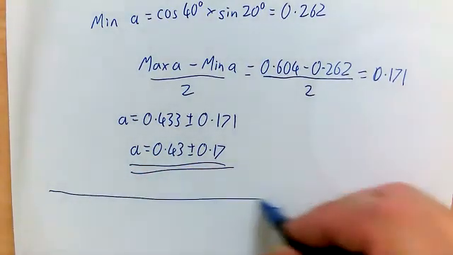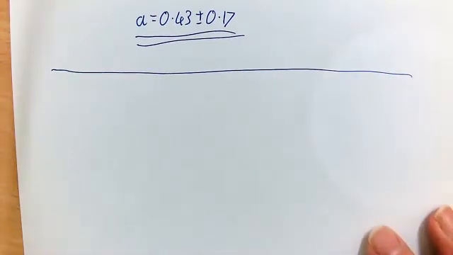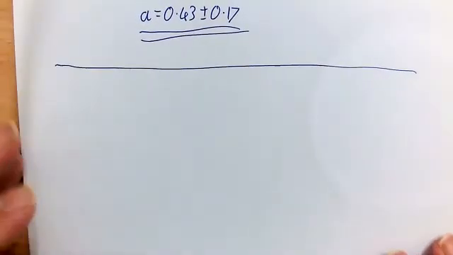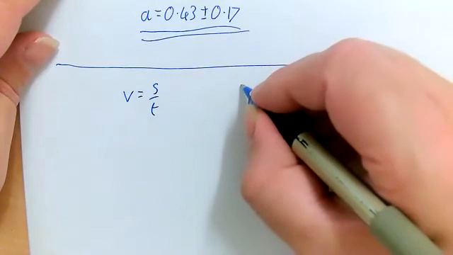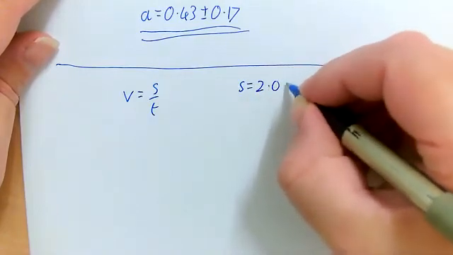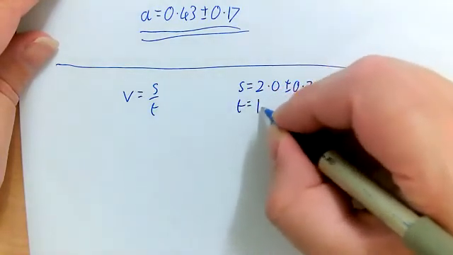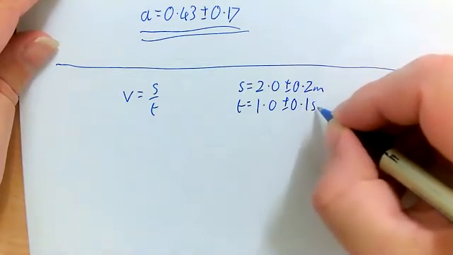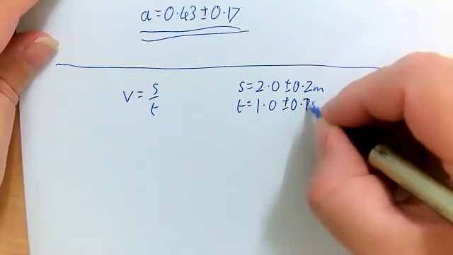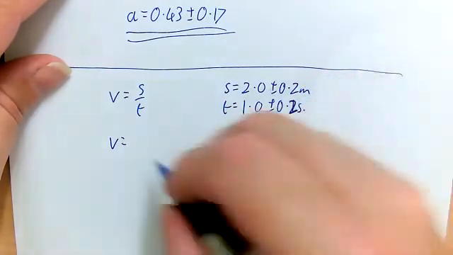So let's say, for example, we go back to our speed is distance over time. Let's say we want to calculate the speed of something, and we know it's s over t. Let's say the distance was 2.0 plus or minus 0.2 meters, and t was 1.0 plus or minus 0.1 seconds. Now let's pick something a little bit better, 0.2 seconds, let's say. We'll see why. So if we want to calculate the speed, obviously it's 2 meters per second.